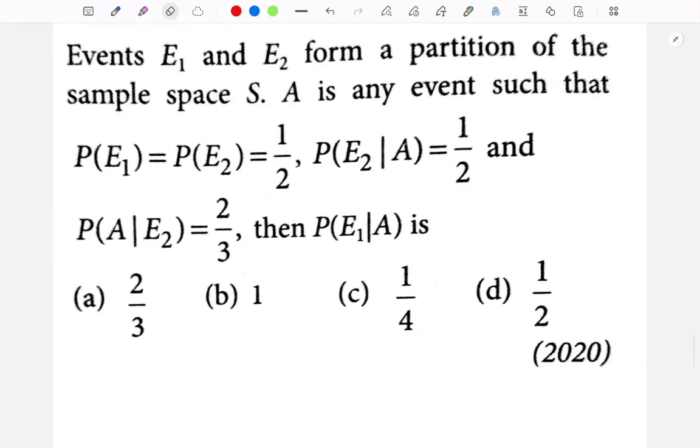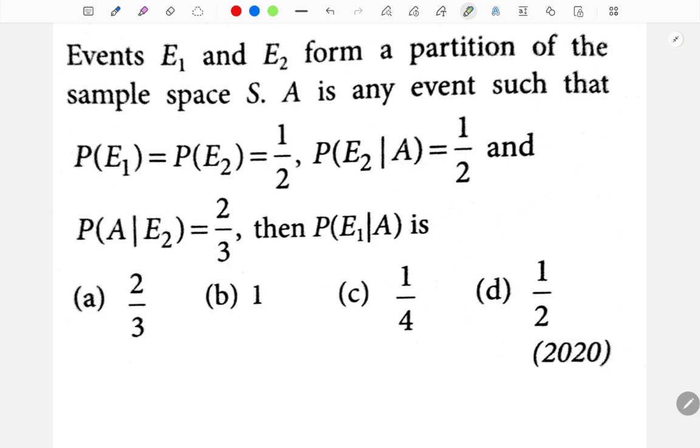Now we will solve one more PYQ question. This question was asked in the 2020 exam, and if you observe, this question is twisted. If you understand the question properly, you can easily solve it the fast way. Otherwise, you will be stuck, it means you will face difficulty.